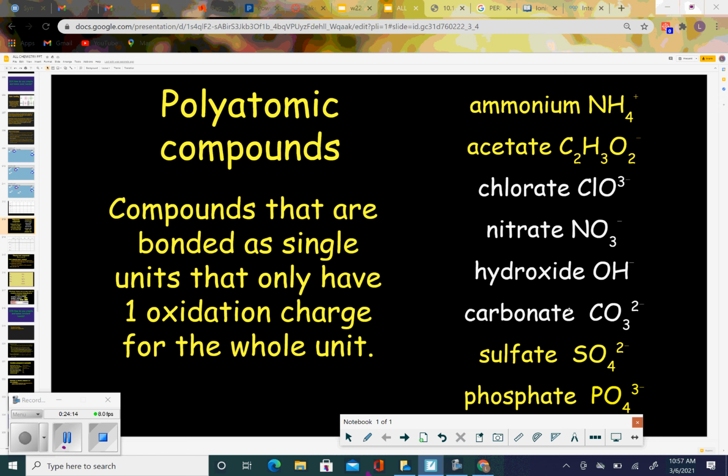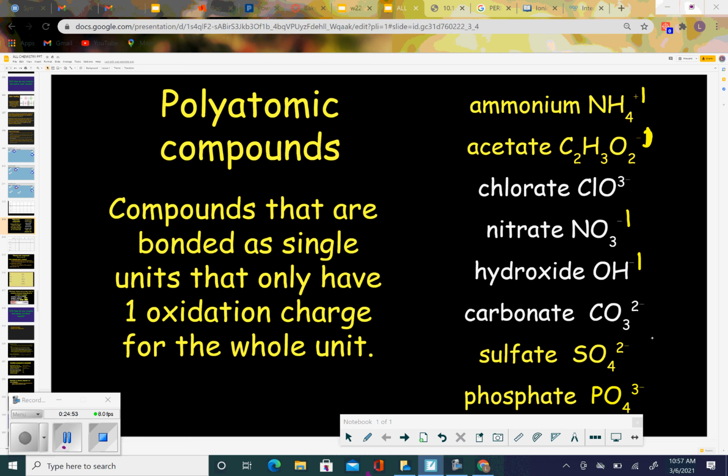So, ammonium, NH4, is a +1. Acetate, C2H3O2, is a -1. Chlorate is ClO3, it's a -3. Nitrate is NO3, that is a -1 charge. Hydroxide is OH -1. Carbonate is CO3 -2. Sulfate is SO4 -2. Phosphate is PO4 -3.